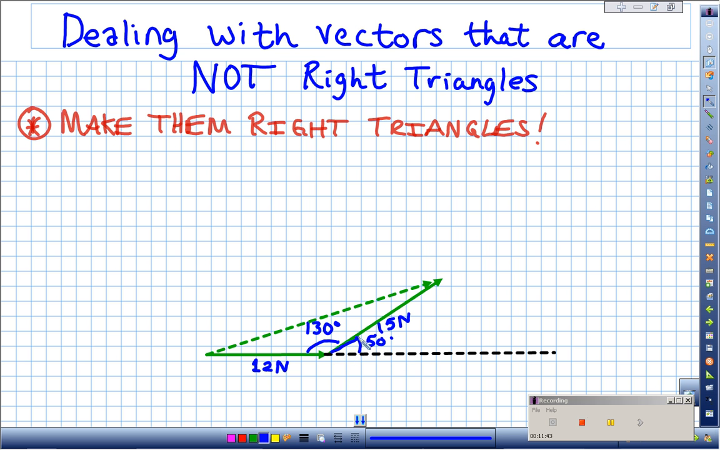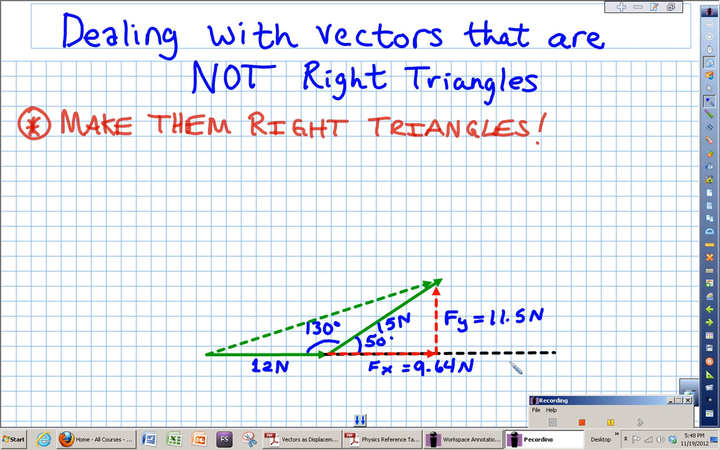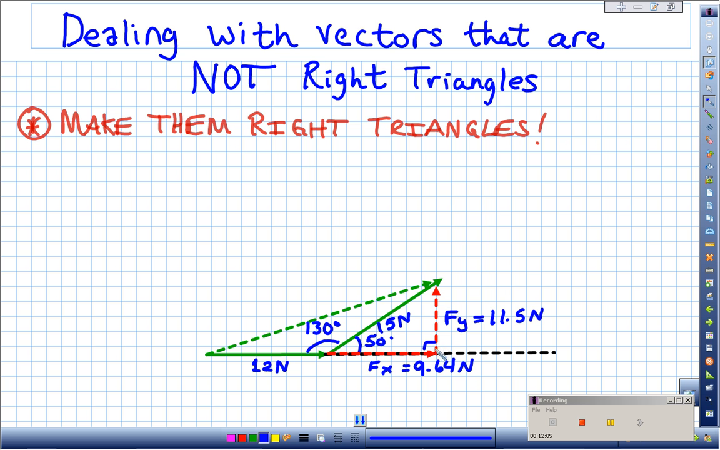And now I want you to see you have a 15 Newton vector at 50 degrees to the horizontal, and you should be able to break that up into its components, just as we had done in the previous problem. Using those methods, you should be able to at least draw in the horizontal and vertical components of this 15 Newton vector that will make it a right triangle. So, using those methods, you find that the vertical component should be 11.5 newtons.